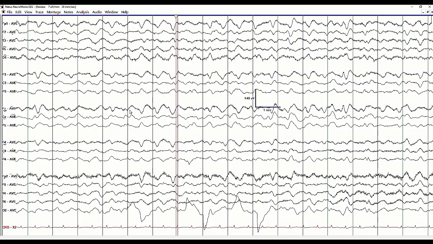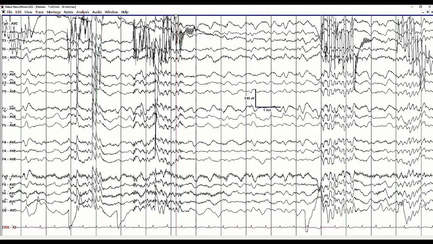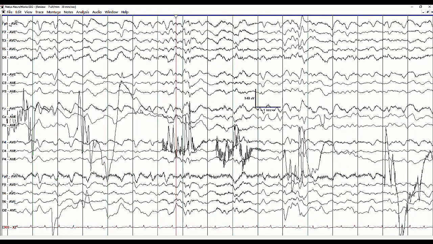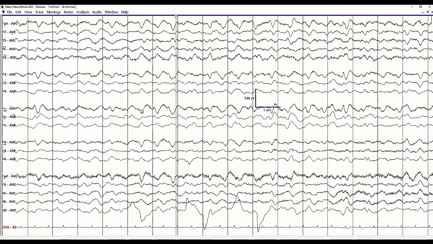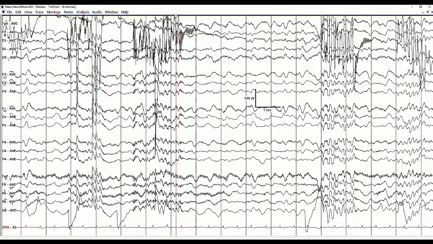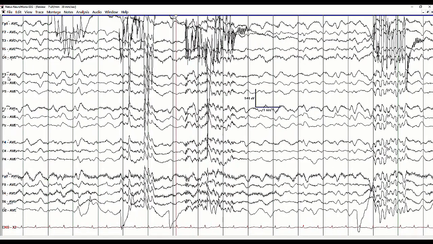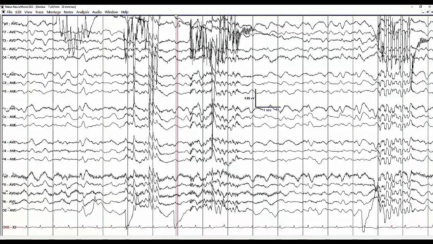Got some artifact there from the tap test, and notice that with the tap test, this is a great example of how an average referential montage can have potential downfalls, and some things to be on the lookout for. So if you affect one electrode to an extent that the voltage is at some hypothetical threshold, or you surpass that threshold, it's going to contaminate the rest of the electrodes.